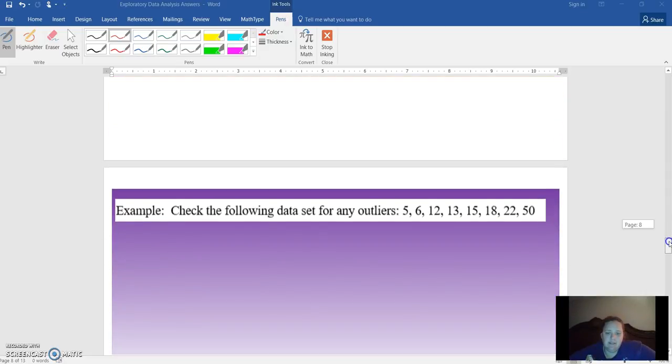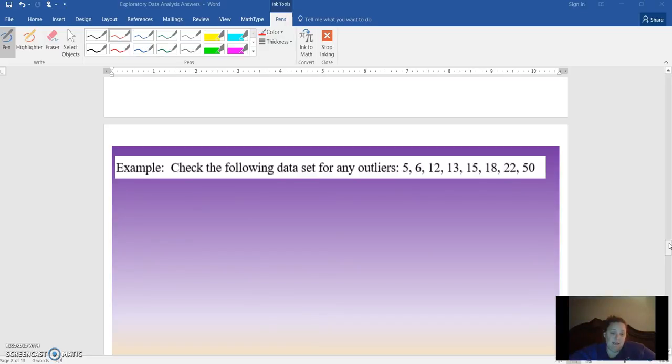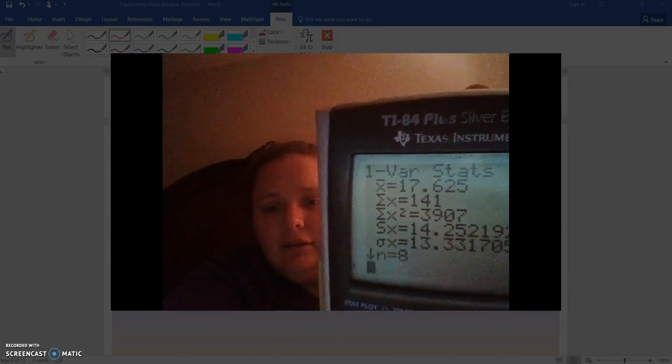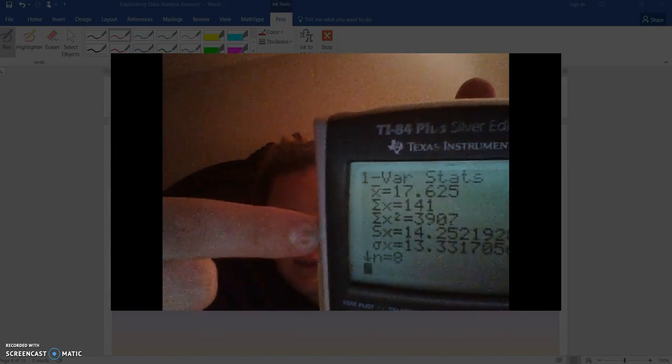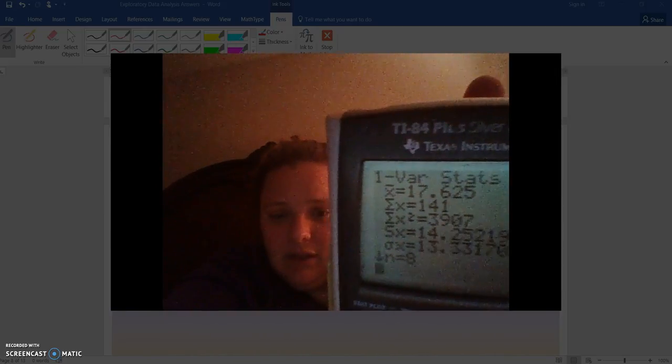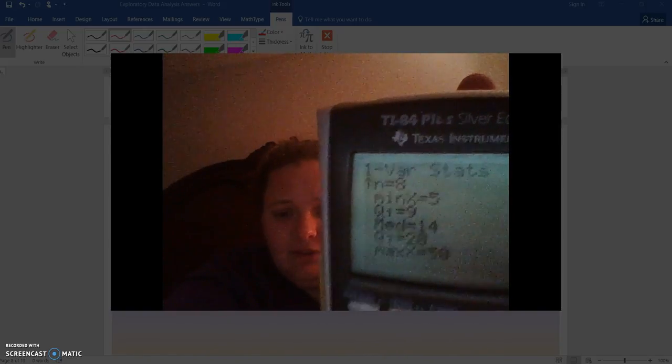Let's do that. So I have this data here. I'm not going to do it by hand. I'm going to go to stat, edit, and type these numbers: 6, 12, 15, 18, 22, 50. If you're doing it by hand, maybe pause it, do it by hand, and see if you get the same thing I do. Right, I typed it into my list. I'm going to go to stat, calculate, variable stats. Again, my mean is x bar, Sx is sample standard deviation, sigma x is population standard deviation, n is sample size. My minimum, there's my 5-number summary.